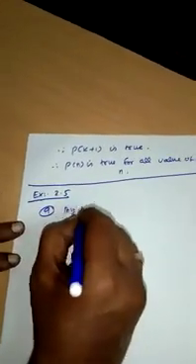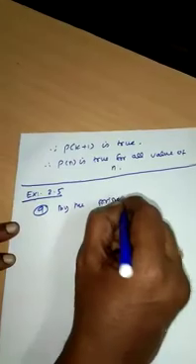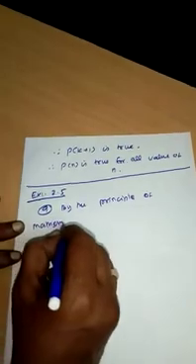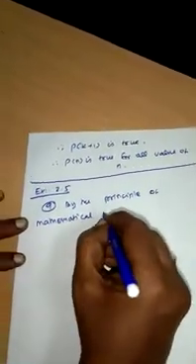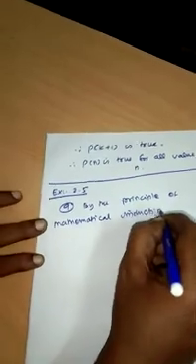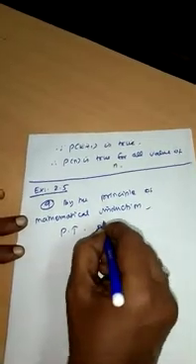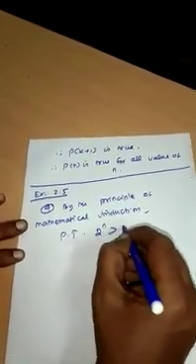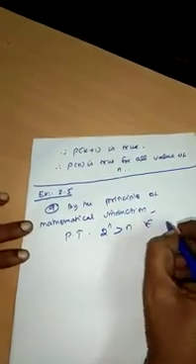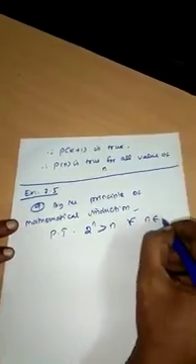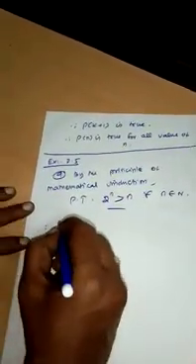Exercise 2.5, 9th sum. By the principle of mathematical induction, prove that 2 power n is greater than n for all n is an element of natural numbers. Solution.